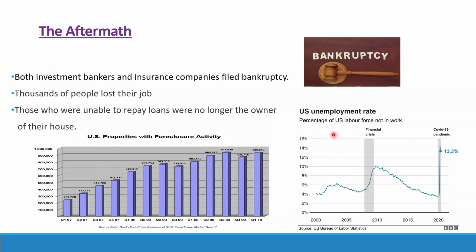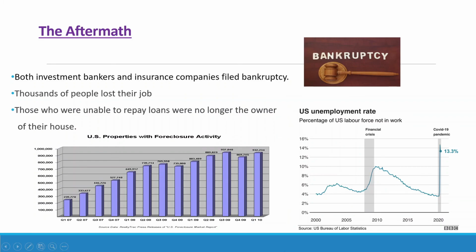And here you can see the US unemployment rate. This dark line strip is the period of the financial crisis, the subprime mortgage crisis, and here you can see the exponential rise in the unemployment rate.